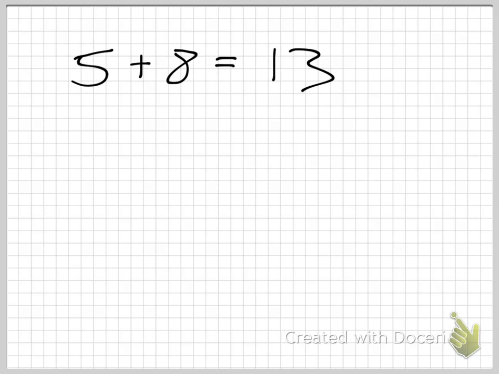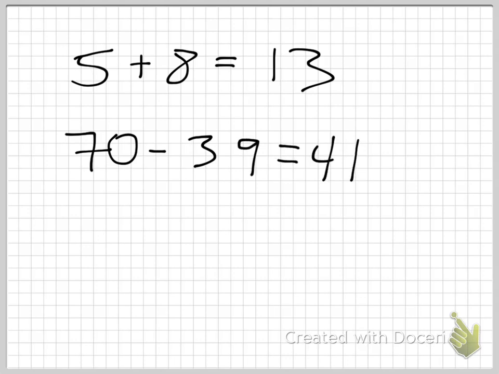Tell me this one. True or false? That one is false, right? 70 minus 39 is not 41. 70 minus 39 is 31, so it's false. You won't see this very often, and that's why I don't really think this is a particularly awesome lesson. But it does help you understand that equal signs are telling you that things are true.